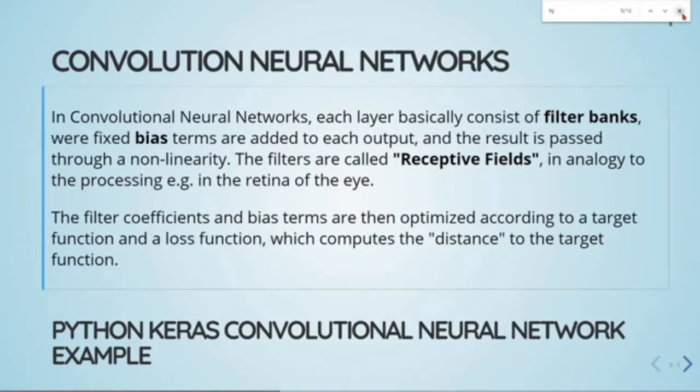We will now take a look at convolutional neural networks. They have a different architecture and a different idea behind them. In convolutional neural networks, each layer basically consists of filter banks where fixed bias terms are added to each output and the result is passed through a nonlinearity. The filters are called receptive fields, in analogy to the processing, for example, in the retina of the eye. The filter coefficients and bias terms are then optimized according to a target function and a loss function, which computes the distance to the target function.